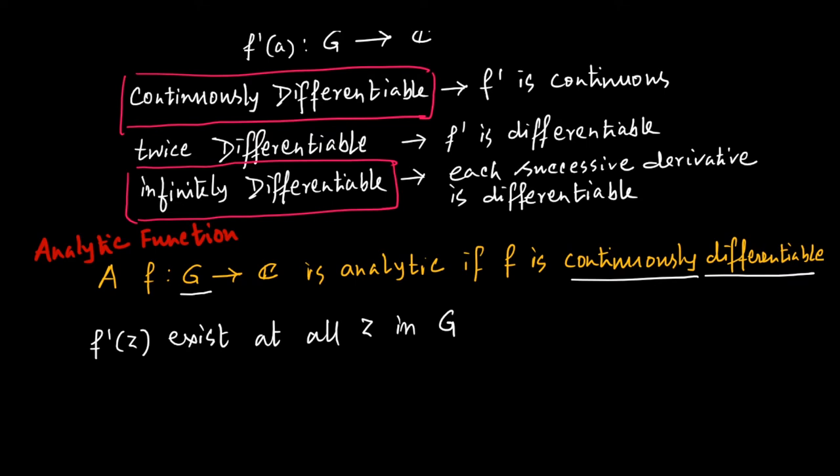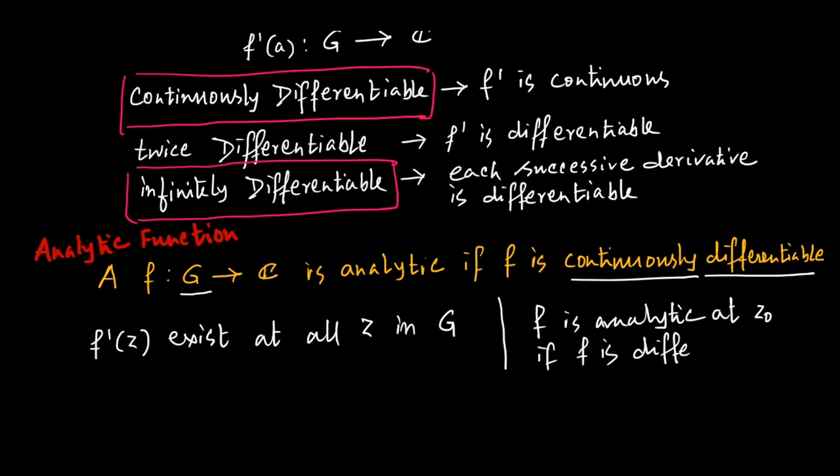An analytic function is also defined as follows: a function f is analytic at z0 if f is differentiable at z0 and in a delta neighborhood of z0. I have discussed the concept of delta neighborhood in my previous videos, so you can watch those videos for clarification about delta neighborhood. So all these definitions are kind of equivalent.